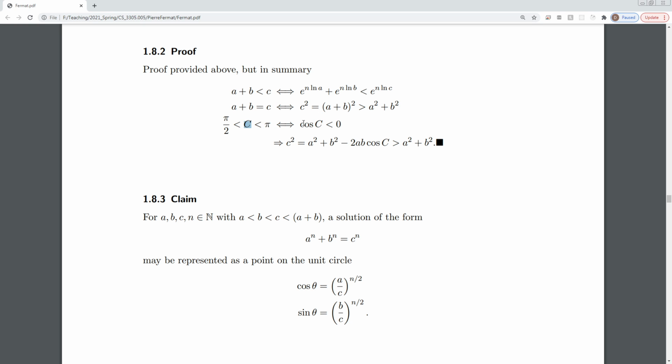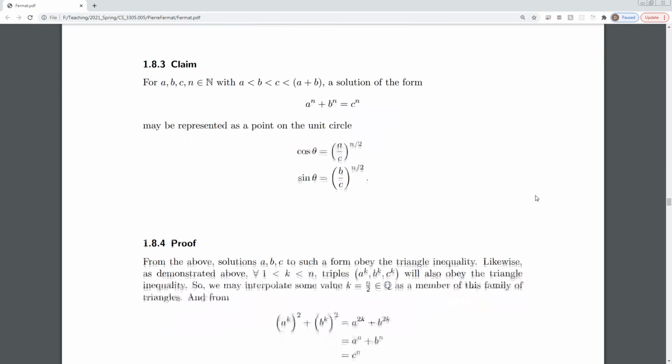If c is an obtuse angle, then cosine of c is less than 0, and in particular negative 2ab cosine of c is greater than 0, right? Negative of the negative is positive. And so the law of cosines tells us that c squared is greater than a squared plus b squared in such a case. So it has to be a triangle, and it has to be either right or acute.